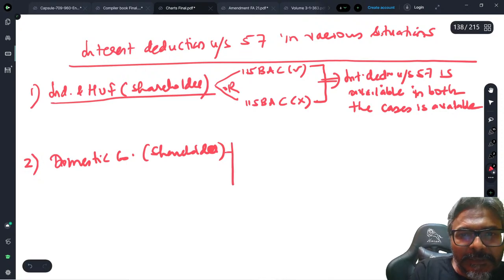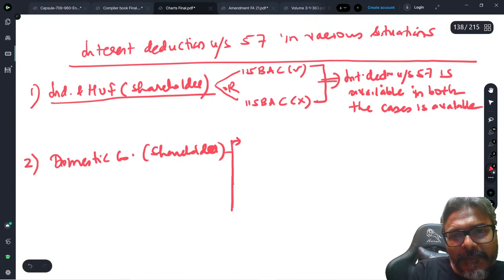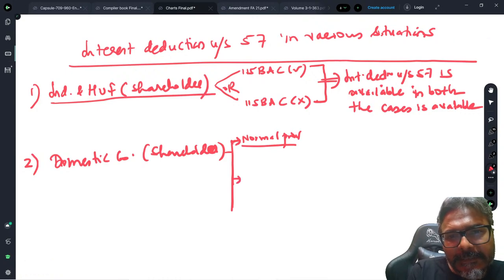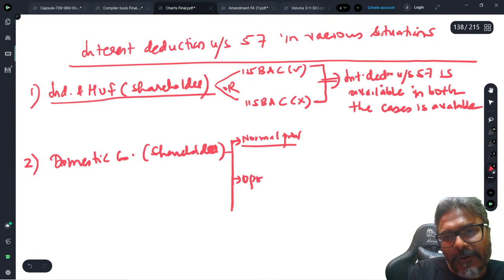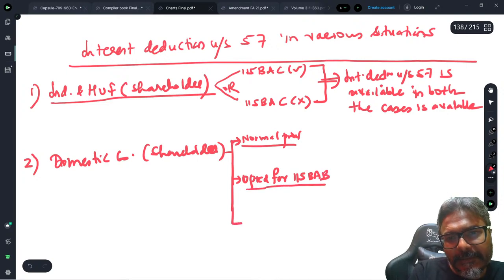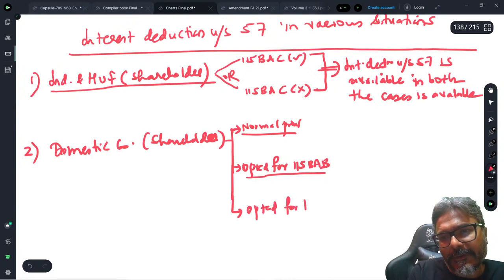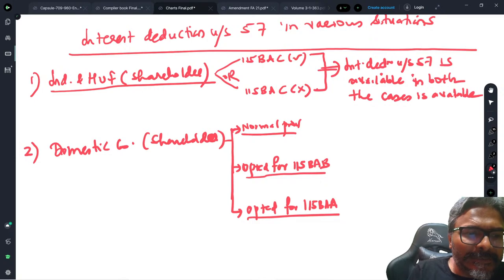Now, for a domestic company, there are three particular cases. The first is the normal provision. The second case, students, is where the company has opted for 115BAB. The third case, students, is where it has opted for 115BAA. Are you getting this one, students?